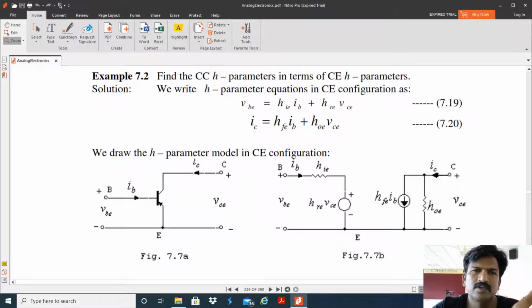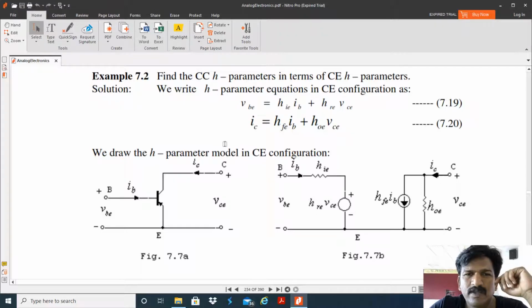Today, we are going to learn how you can write the h parameters of one configuration in terms of another configuration. First of all, you should know what the basic configuration is. Let me consider an example: find common collector h parameters in terms of common emitter h parameters.